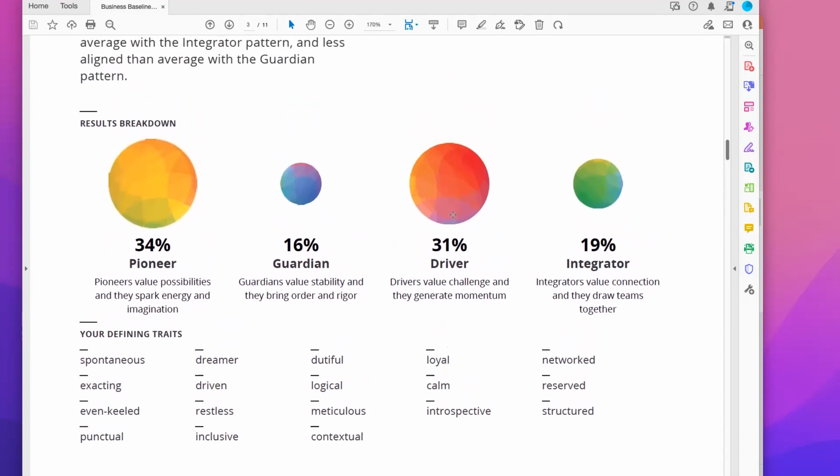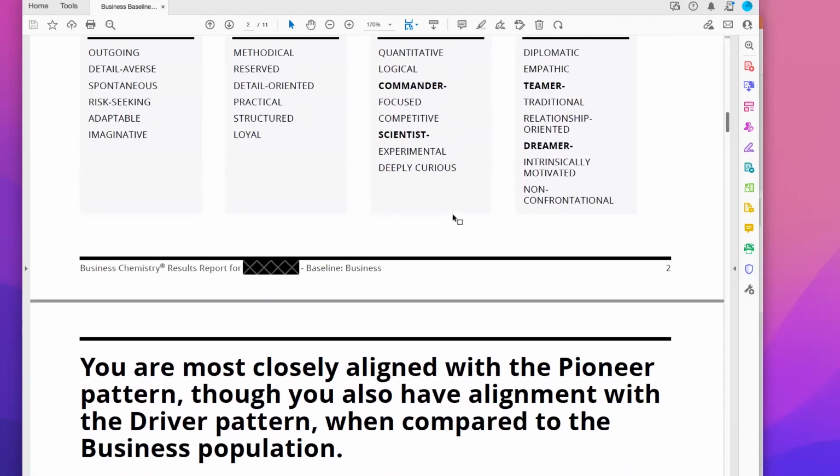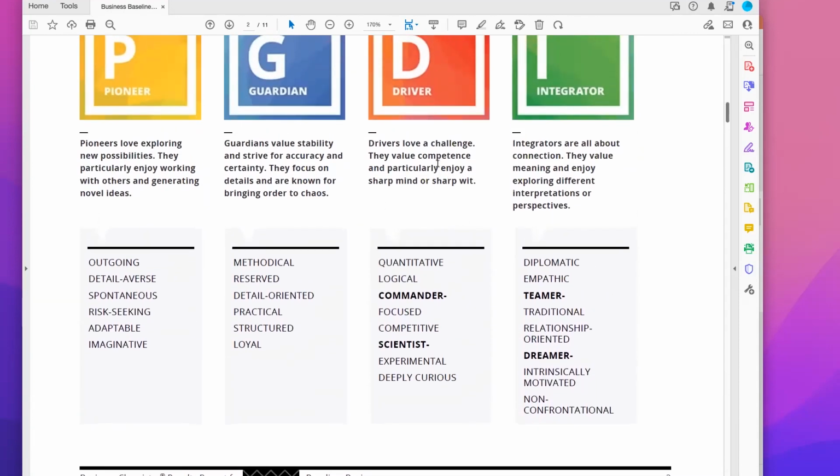So let's rewind for a second and see, how are they defining driver? So they're saying a driver loves a challenge. Okay, that's outgrid energy. They value competence. Okay, that's an outgrid energy as well, wanting to be surrounded by people who are capable of doing these. But look at this, and particularly enjoy a sharp mind or a sharp wit. Now, if they're saying they're enjoying that in other people, then for you to appreciate that someone has a sharp mind or a sharp wit, what energy is that really summoning for you to make that assessment?